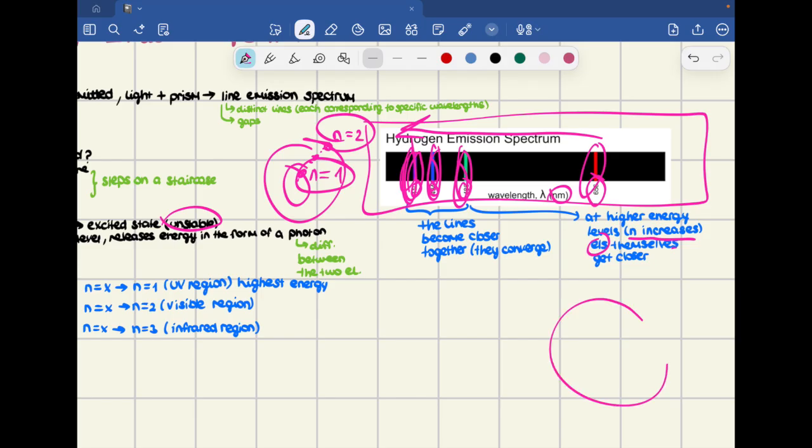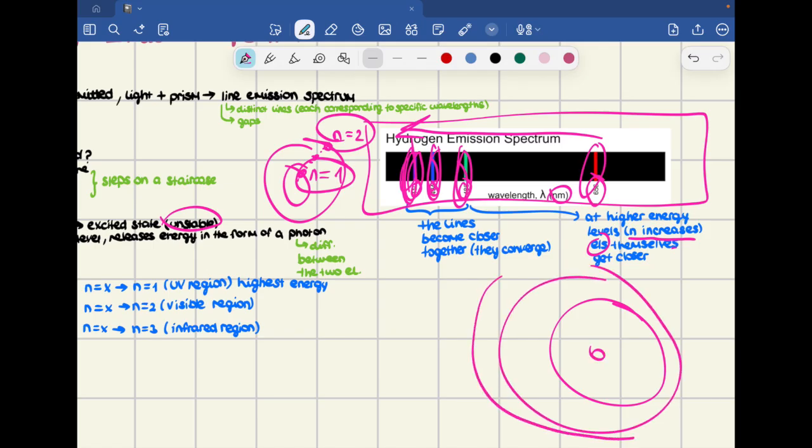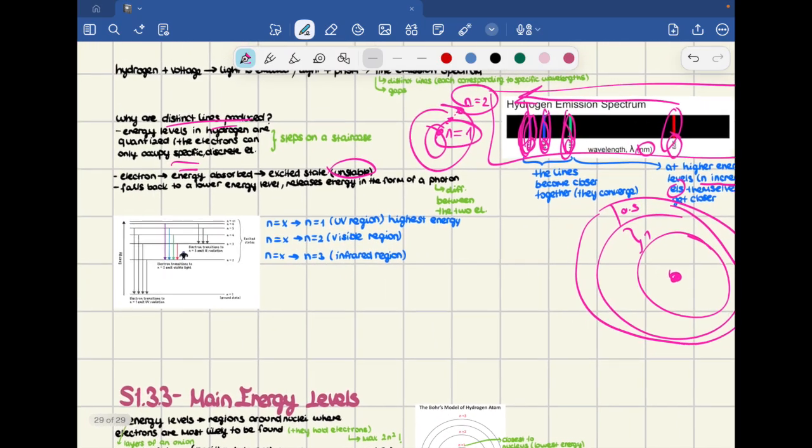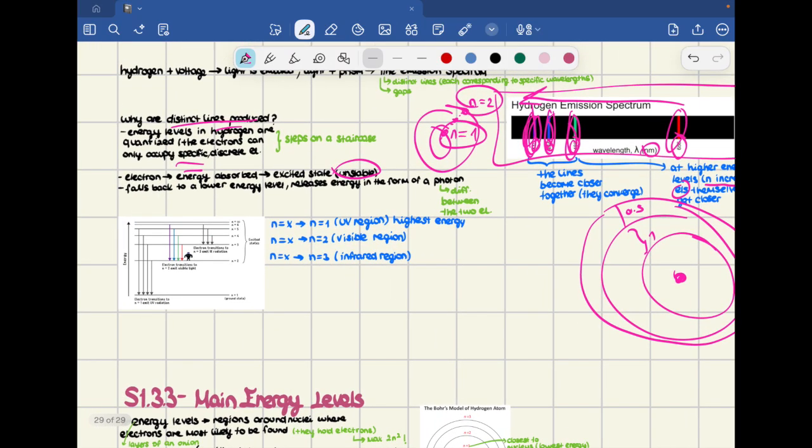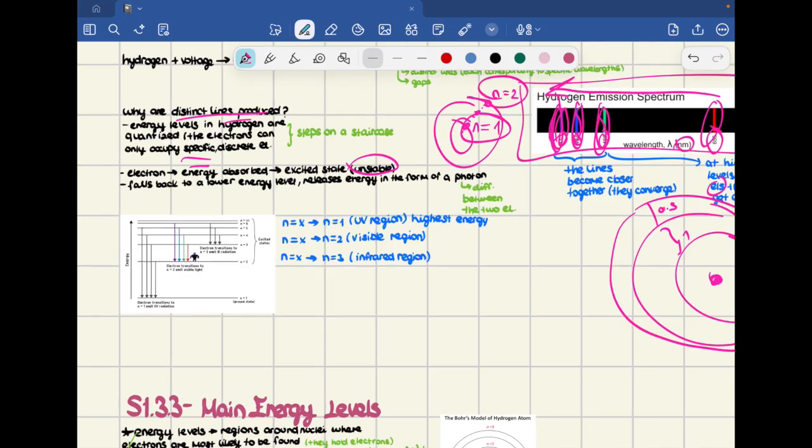So when we draw the Bohr model, as the main energy levels get further from the nucleus, they actually get closer together. So this is how we would draw it. For example, if the distance is 1, here the distance must be 0.5. This is the whole logic of the model. Okay, so this is what it looks like.